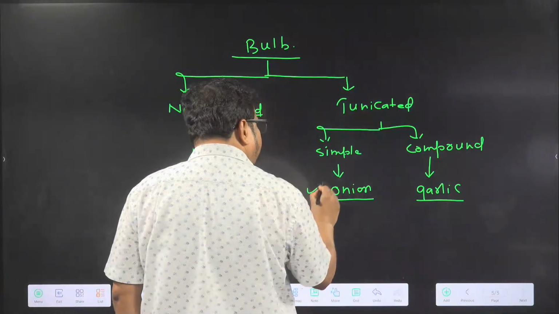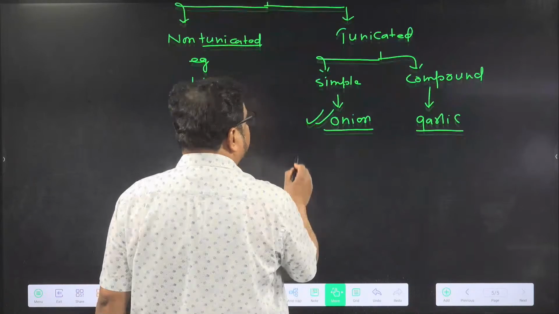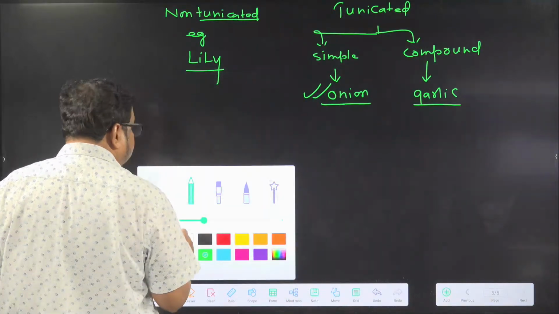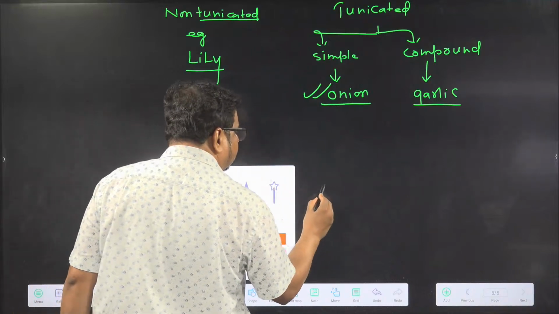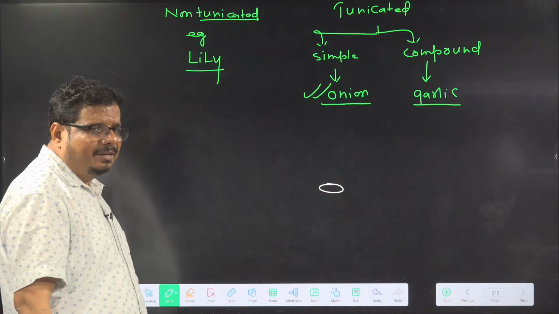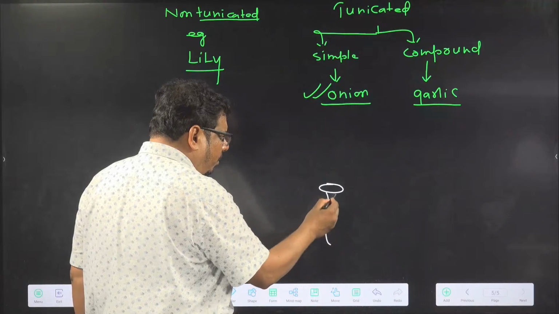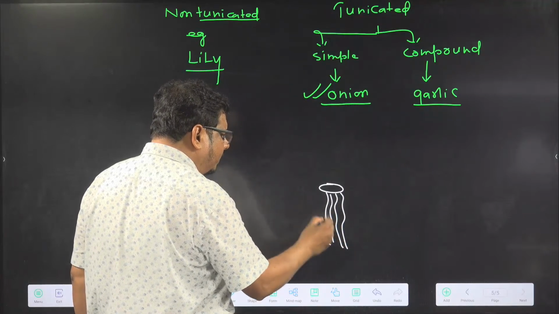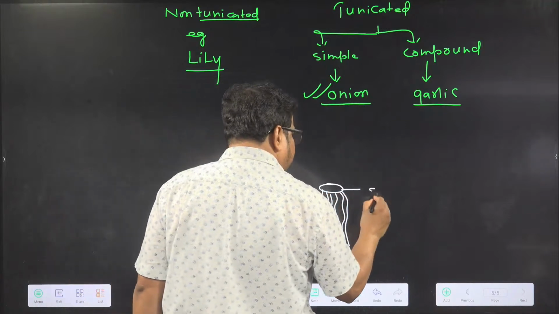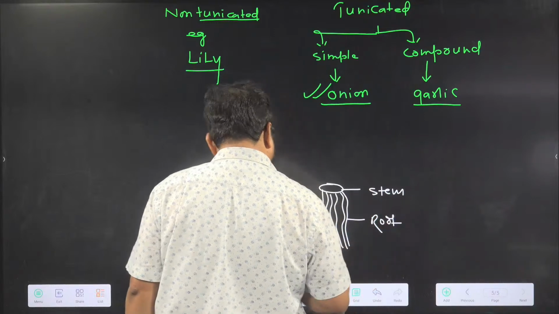Now I am drawing a diagram of an onion. It will help you to understand many things. Try to understand. Look, suppose this is the stem of the onion. A disc-like stem is there. Food is not stored in the stem. Who is arising from here? Root is arising from here. This is the root of the onion, and this is the stem of the onion.